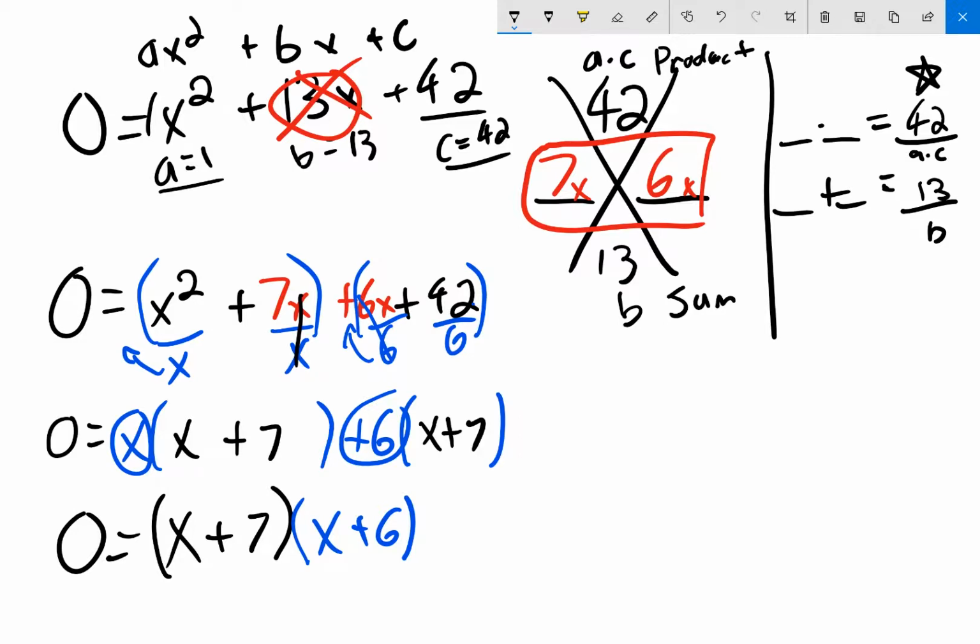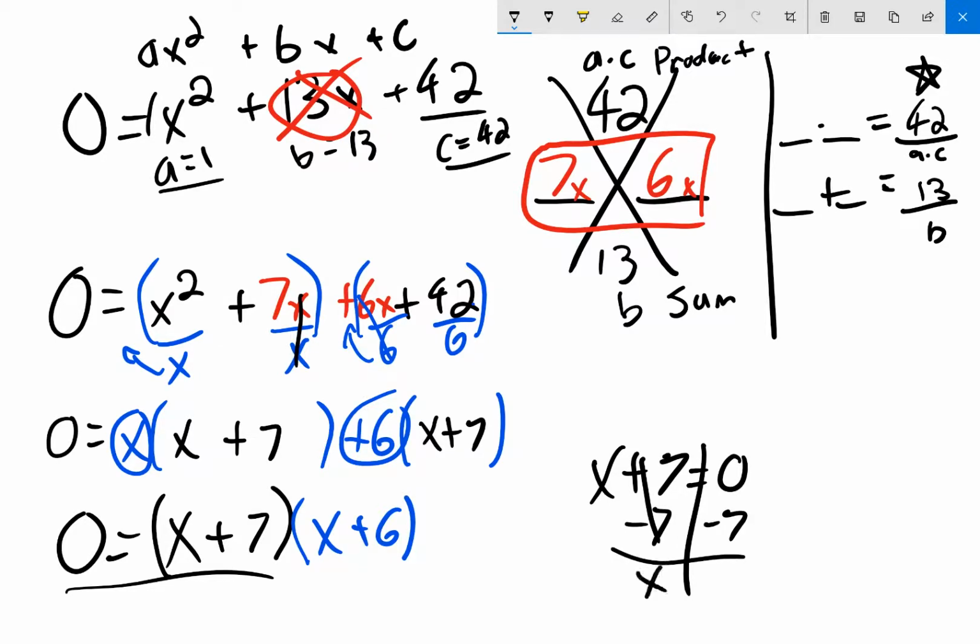Remember, it's all equal to 0. So now to finish the problem, all you got to do is set each of these equal to 0 and solve them. So you have 2 equations essentially. You have x plus 7 equal to 0, which a lot of times you can probably do in your head, but I'll just go ahead and work it out because, you know, sometimes it's a little more complicated than this one.